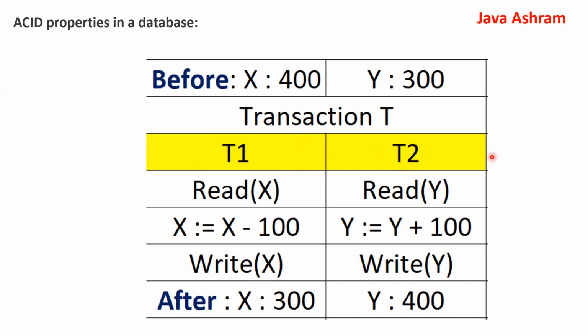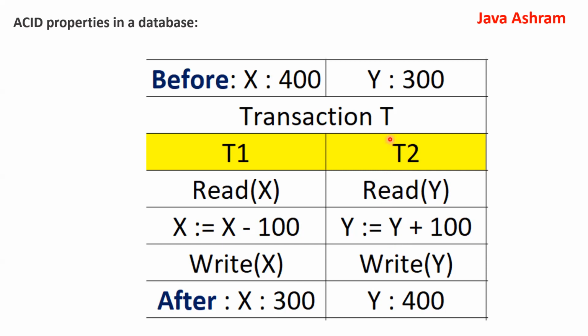First we'll read the value of Y, 300. And whatever we have subtracted over there, we will be adding here in the Y account. So Y plus 100, and you will write this. After writing, Y will become 400. If you see, this is atomicity. If your T2 transaction fails, then it will not be consistent, right? Because X is now 300 and Y is still 300. It could not credit the 100 rupees, so it will not be consistent.